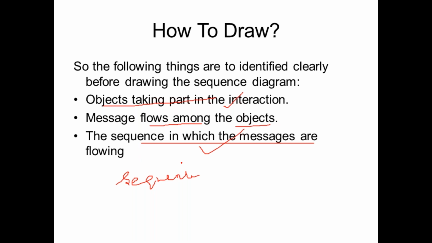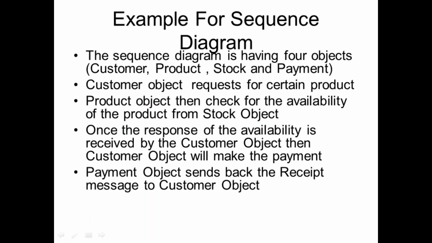So when we talk about the sequence diagram, the following things are to be clearly identified: objects taking part in the interaction, the message flow, how the messages are flowing among the objects, and the sequence in which the messages are flowing. So these are the important things that we need to understand.